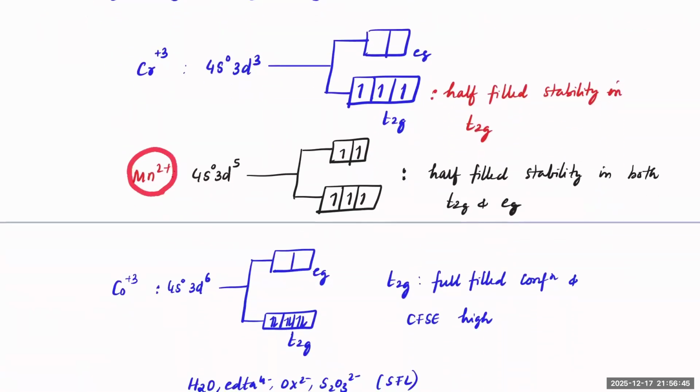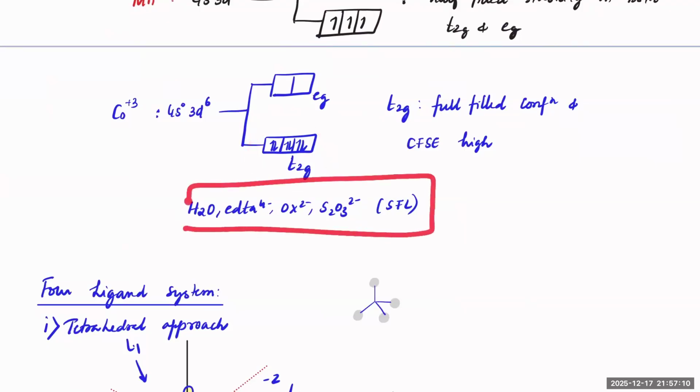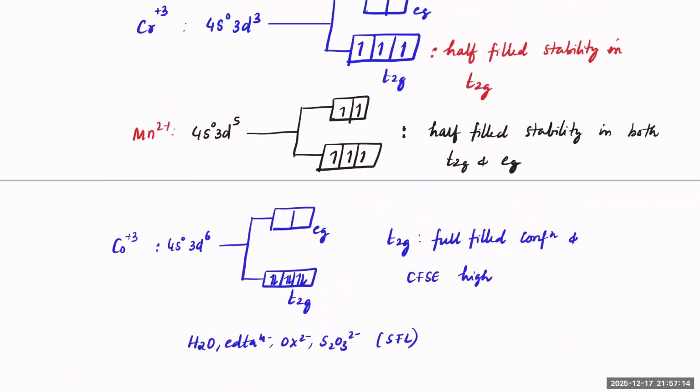Likewise, if you have manganese with plus 2, it will have d5 electrons, which means T2G will have 3, EG will have 2. So half-fill in both T2G and EG will also bring some stability. And for cobalt plus 3, generally T2G6 will bring more stability. Like I said, these all will act like strong field ligands in this case.